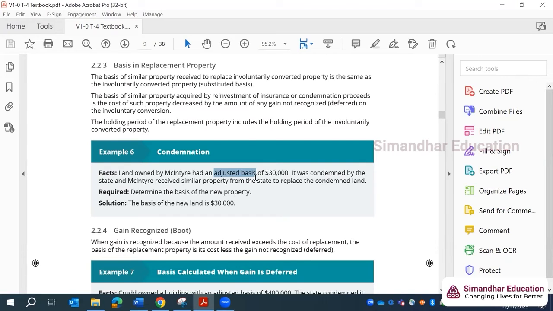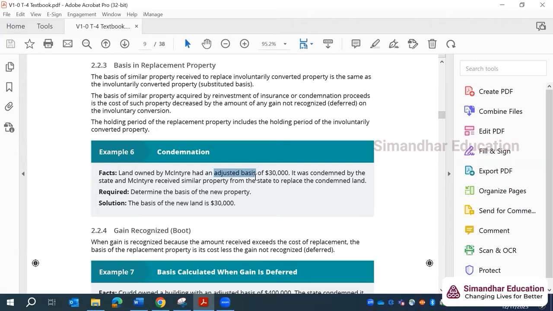But what will be his basis in the new property? His basis in the new property will be the same as his old basis in the property that was condemned, which is $30,000. If you look at the transaction, he owned a property where he invested $30,000, and because of this condemnation, he's getting a property which is worth $50,000. It is as good as selling your property for $50,000.